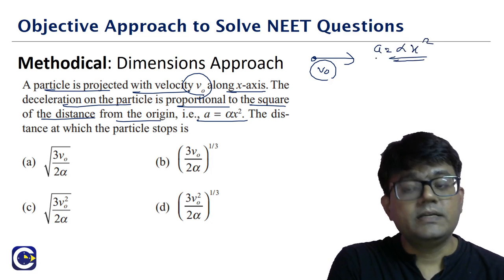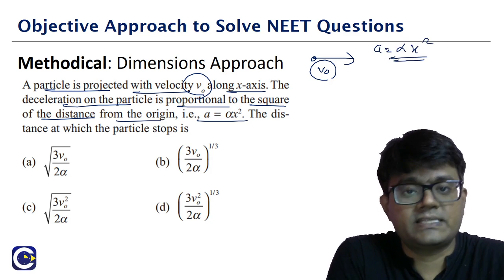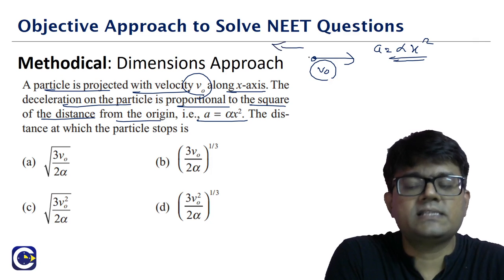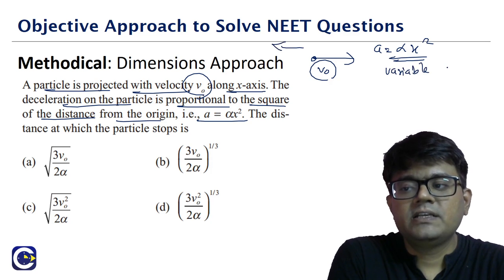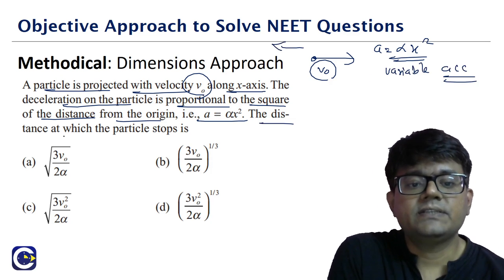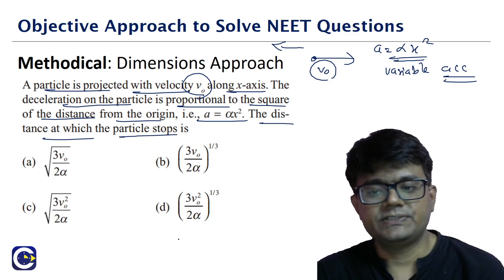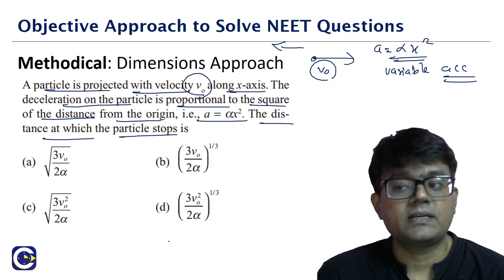Look here, deceleration, or the acceleration value, whichever it is. Deceleration means what? Negative acceleration, which means acceleration is in the opposite direction. It's a variable acceleration, not a constant acceleration. The distance at which the particle stops is what we should calculate.